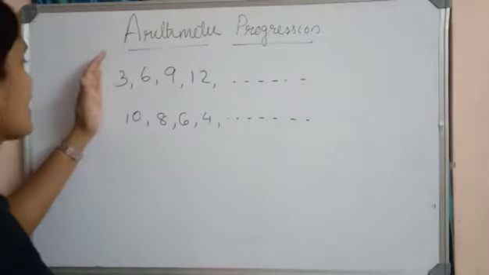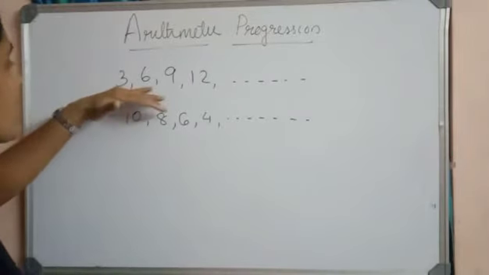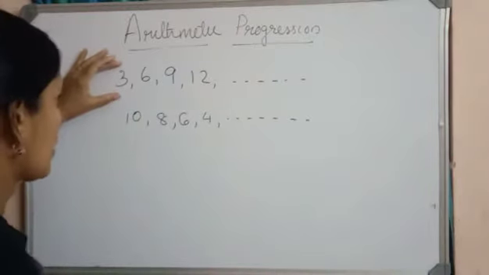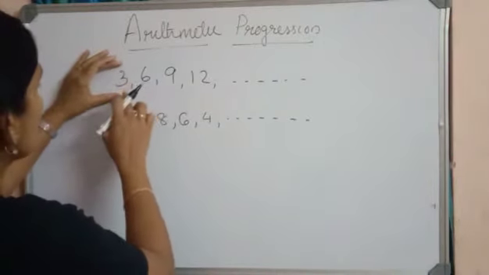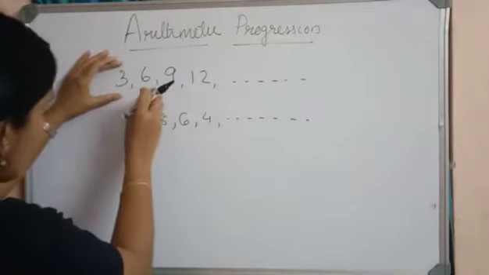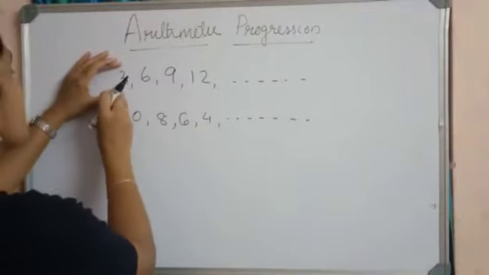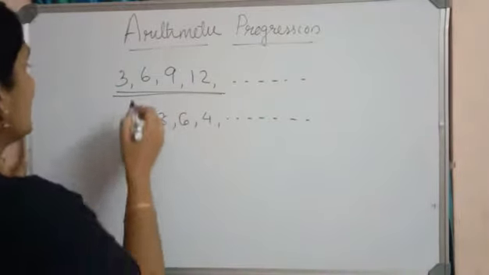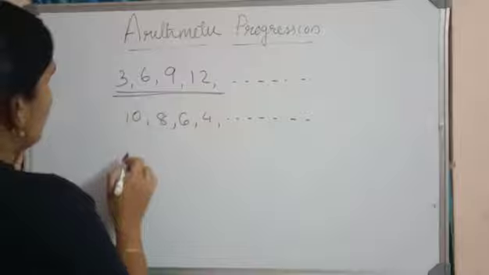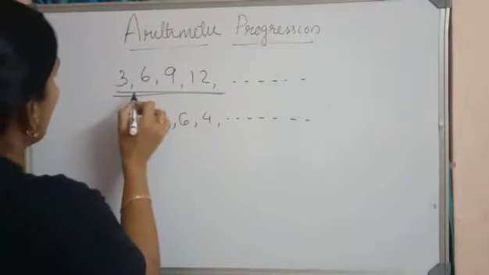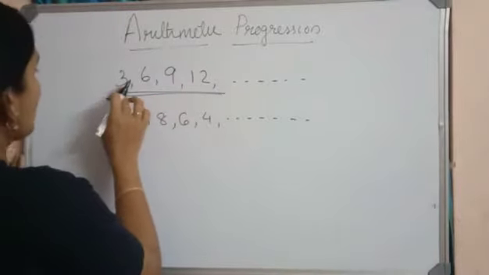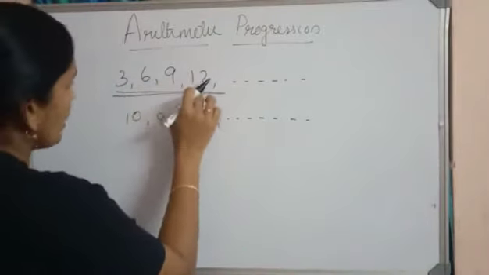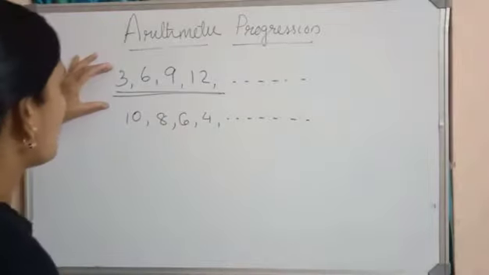Consider these examples. The first one is 3, 6, 9, 12, etc. This is an example of an arithmetic progression. Here, the succeeding term is obtained by adding a constant number to the preceding term. If you look at the first example, you are adding 3 to the preceding term to get the next term. If you add 3 to 3, you get 6. 6 plus 3, you get 9. 9 plus 3, you get 12, and so on. This is an example of an AP.